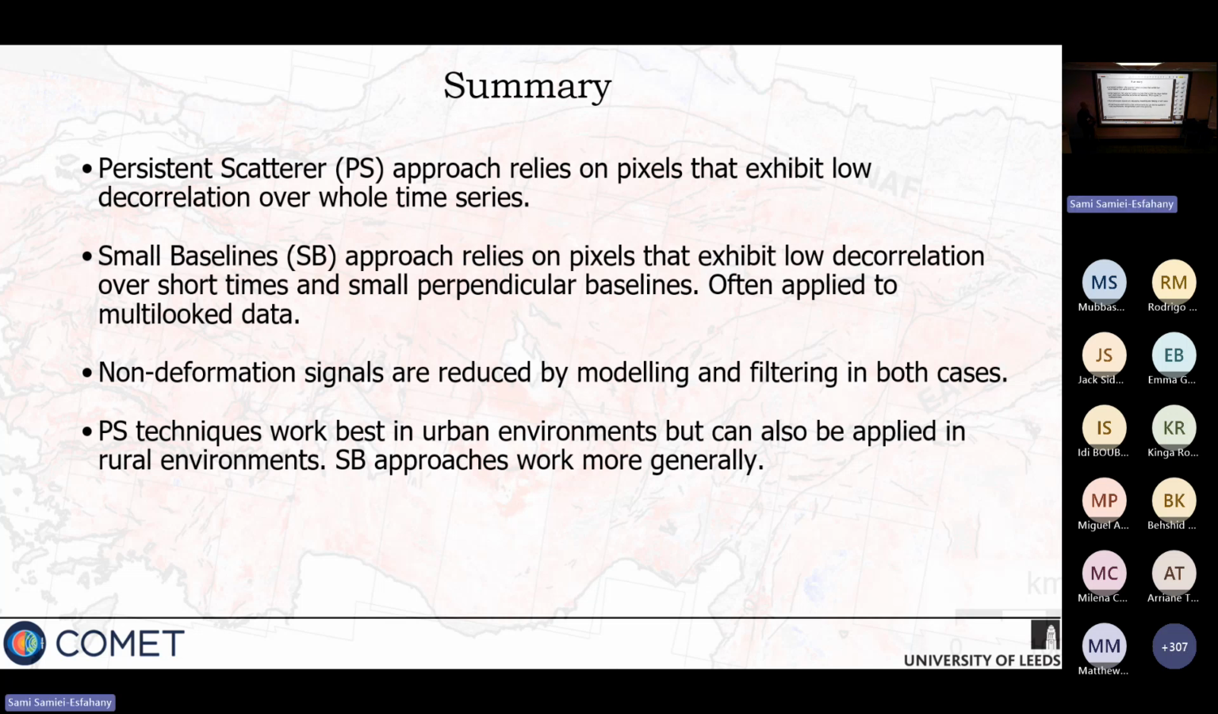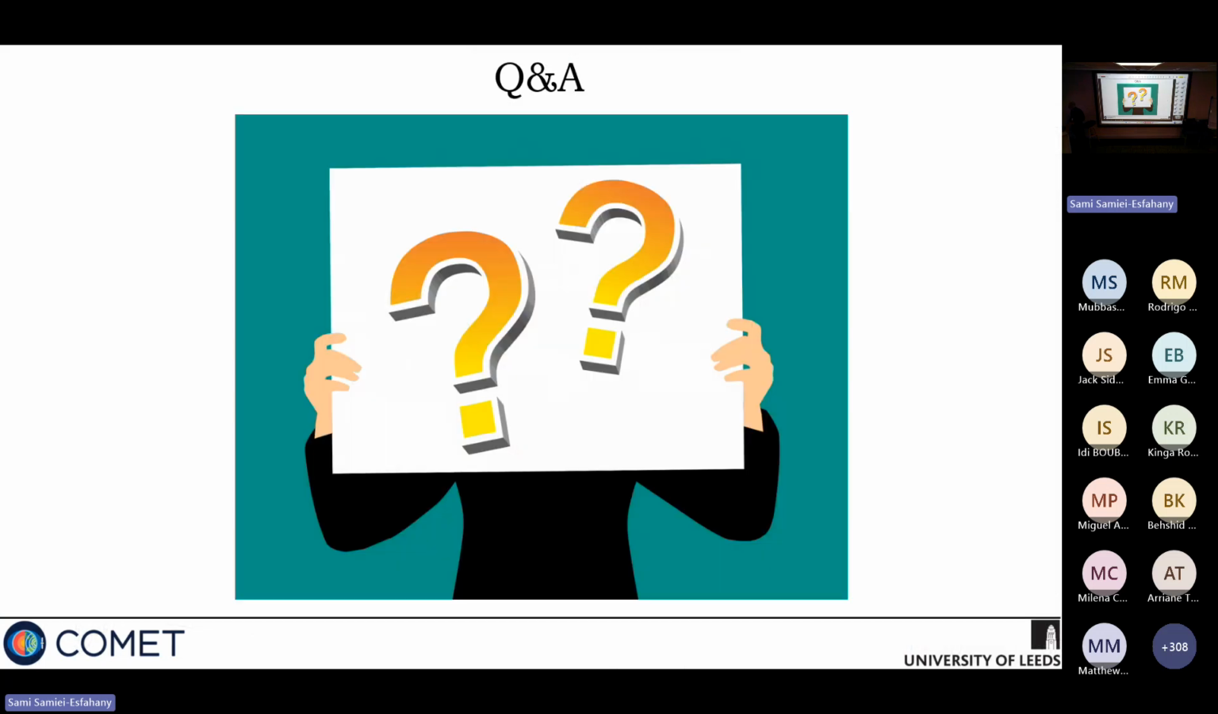When might you use one and the other? Well, I guess PS techniques really work best in urban environments. Although you can apply them in rural environments, it just doesn't work really well if you have distributed scatterers everywhere. One of the advantages is you can get more accurate measurements, higher resolution using PS. So if you're interested in working on infrastructure, for instance, typically PS approaches are the way to go. On the other hand, if you're interested in geophysics, where resolution is not so important, and you're often working in areas without buildings and so on, then small baseline approaches are perhaps more appropriate.